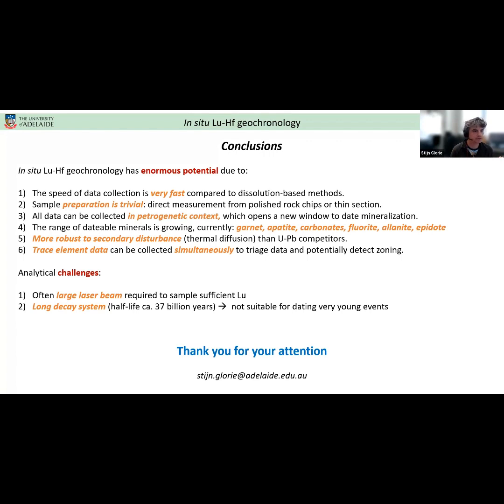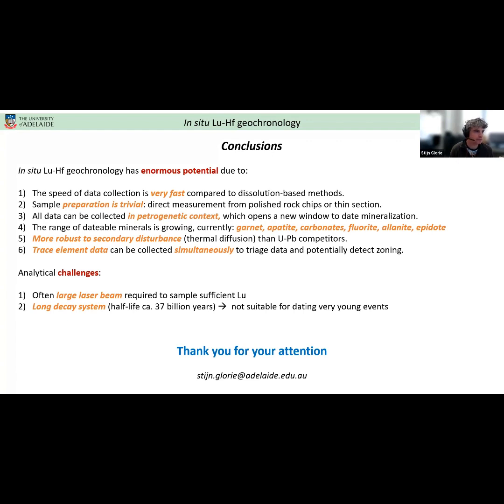Carbonates and fluorites, they ablate very aggressively. So that can't be done in situ in thin section, but it can be done from rock blocks. But things like garnet apatites, what else? Most epidotes can be done from thin section directly because we don't go as deep. All the data can be collected directly in context of your petrology because you have your thin sections there or your rock blocks. So it opens a whole new window to data mineralization.